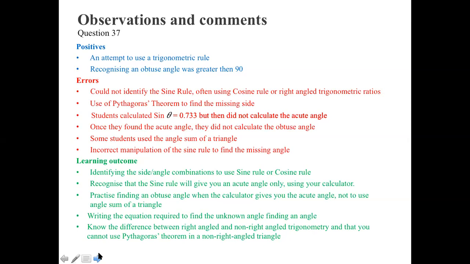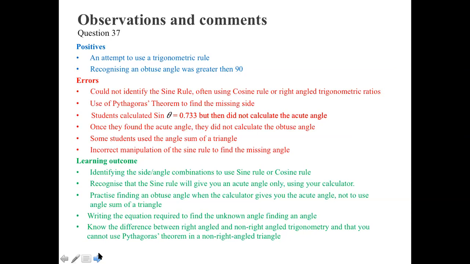So the errors that did come out was they couldn't identify the sine rule. Sometimes they'd start the sine rule, then they'd go to the cosine rule, then they'd try SOHCAHTOA, one of the other right angle triangle ratios. They'd sometimes try to use Pythagoras' theorem to find a missing side. So lots of errors because they just couldn't find this obtuse angle.